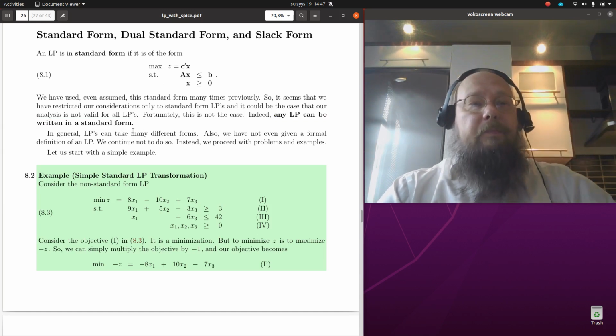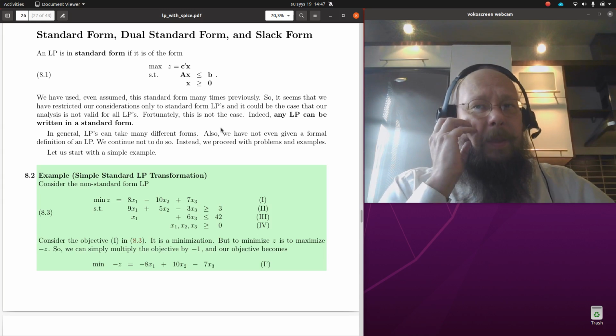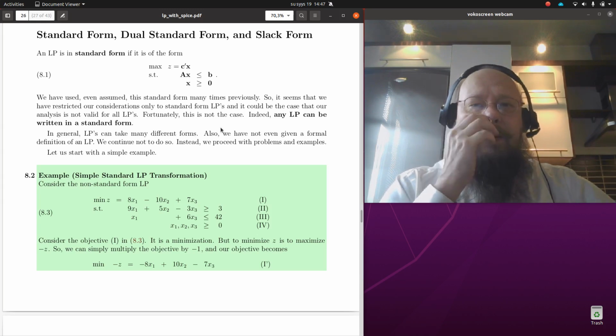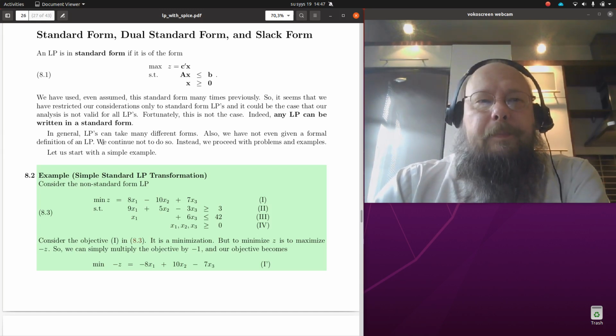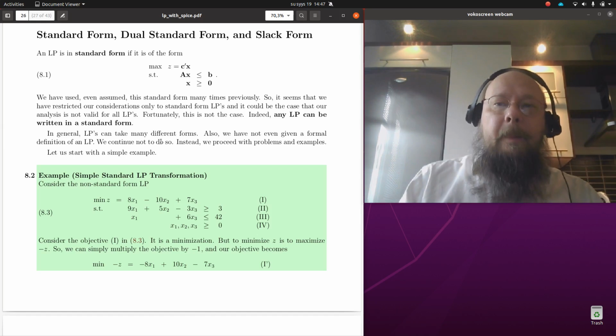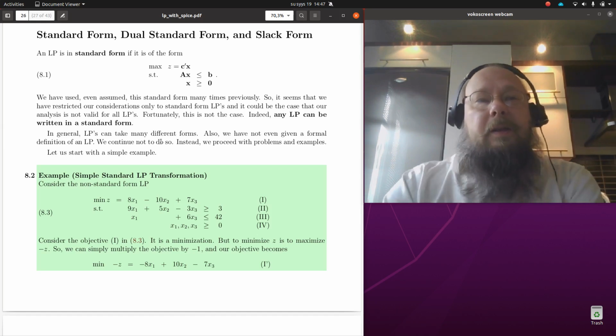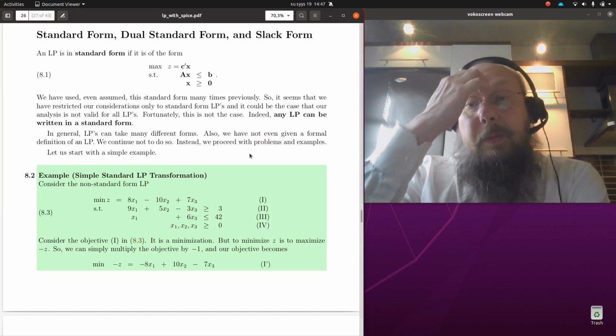Okay, so yes, in general LPs can take many different forms, and to be completely honest here, we actually have not even given a formal definition of an LP here. And well, actually we continue to do so. I guess that a formal definition wouldn't help much. I think it's better to be more intuitive. I hope that everybody by now understands what an LP is, and there is no need to give a formal and complicated definition. So indeed, as usual in these notes, we proceed with problems and examples.